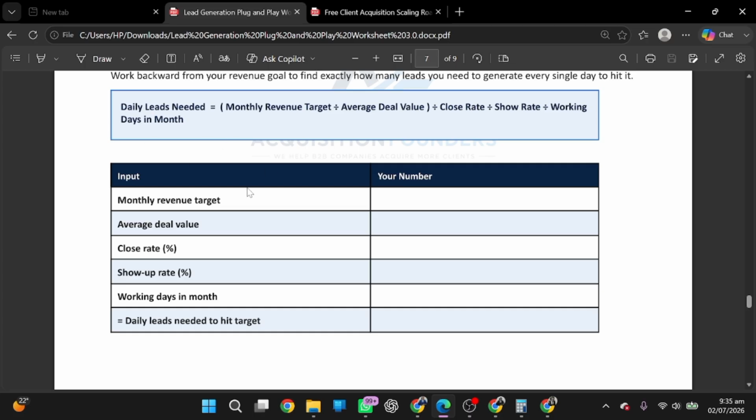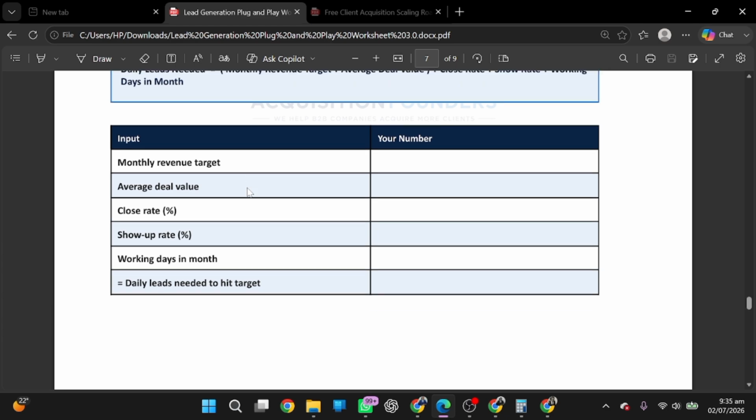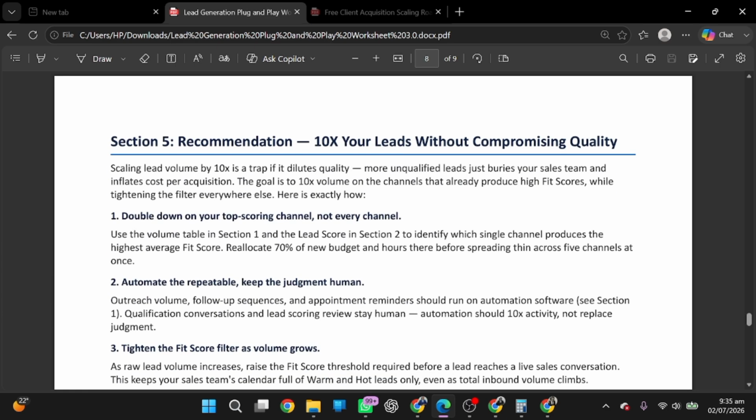So if you have the number of days you're working in a month, the number of outreach you do every single day times 5 days a week times, let's say, whatever number of days per month, then you divide that by the monthly revenue target and the average deal value, then you know the number of outreaches you need to hit every single day for you to actually hit those milestones.